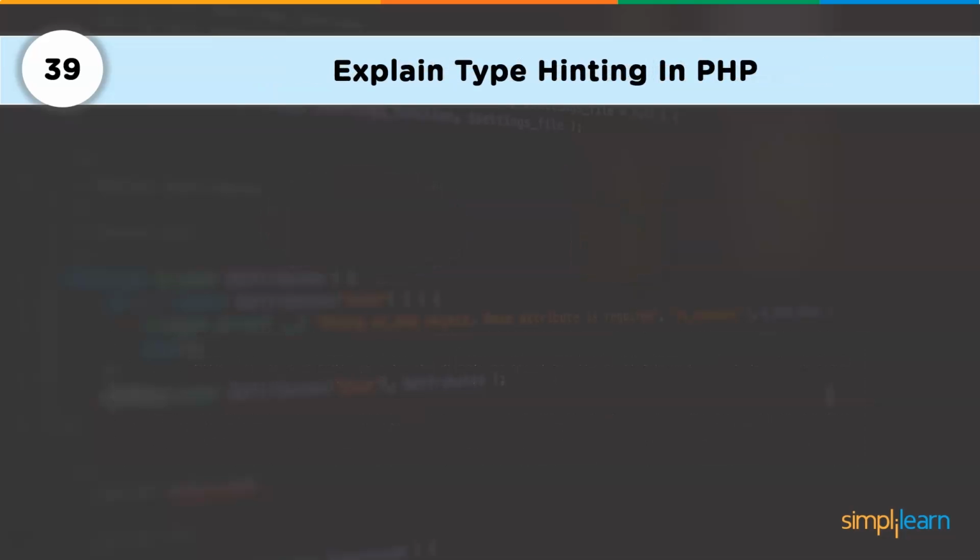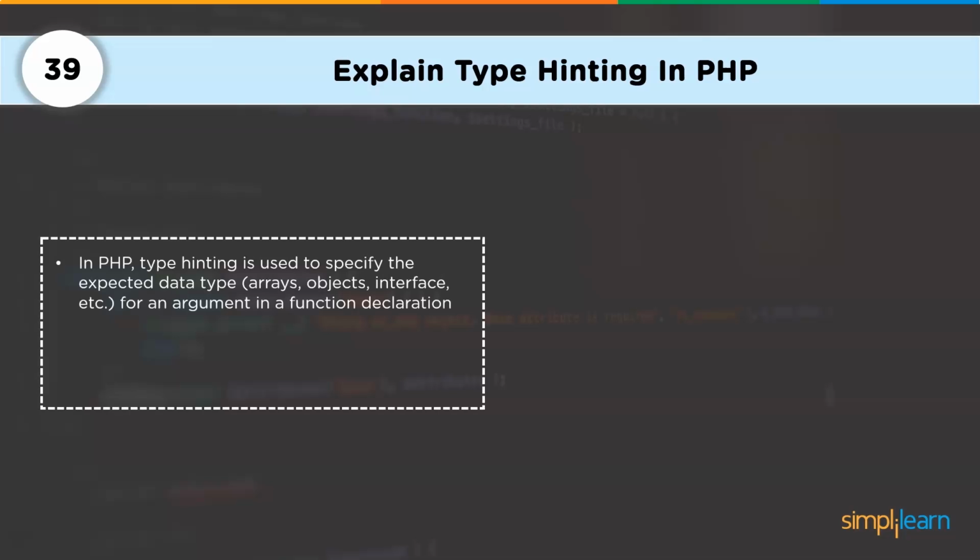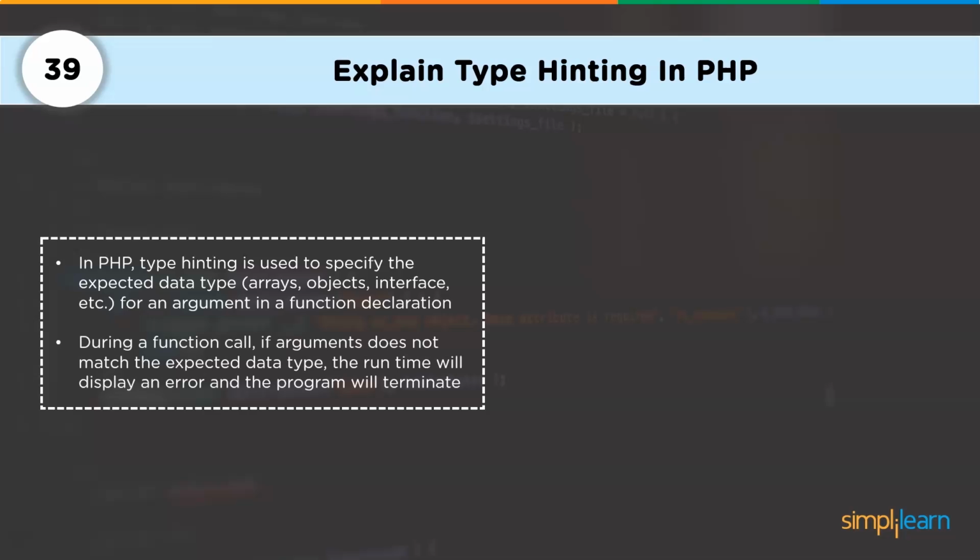Next question is, explain type hinting in PHP. Now in PHP, type hinting is used to specify the expected data type, that is array, object, interface, etc., for an argument in a function declaration. Now during a function call, suppose the argument does not match the expected data type, the runtime will display an error, and that is a fatal error, and the program will then terminate.